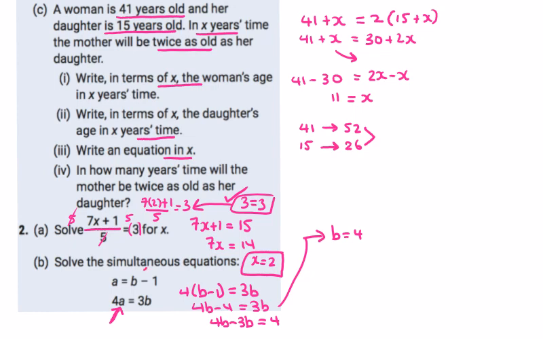And if b is equal to 4, a is equal to 4 minus 1, you can see the answer here, so you can say therefore a is equal to 3. Does that work in the second case? 4 a's will be 12 and 3 b's will be 12, so you can see it does work for both equations.